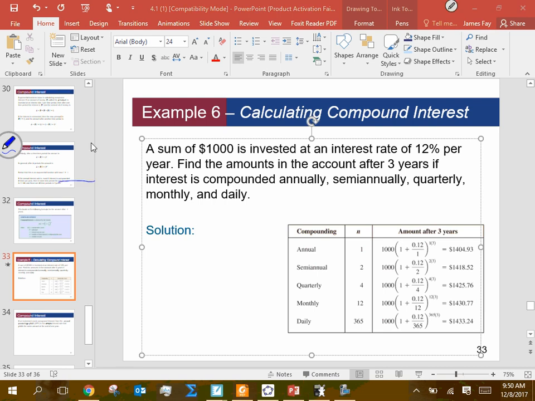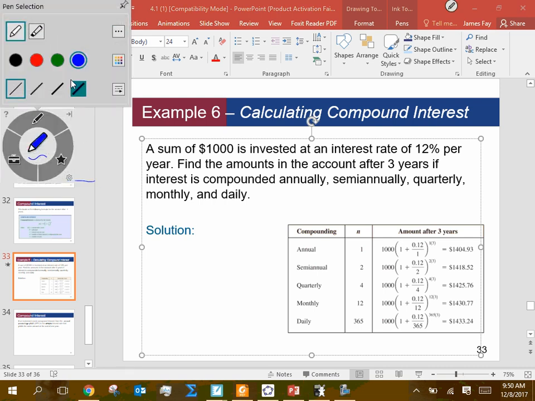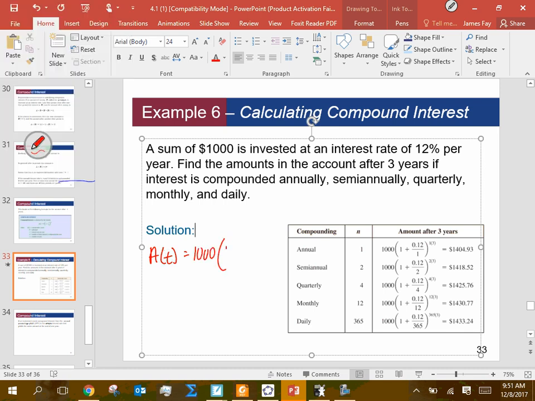Okay, A of t, that stands for the amount after a particular time. So A of t is equal to my principal. What was my principal? $1,000. And now 1 plus my interest rate was 12%, so I write it as 0.12.